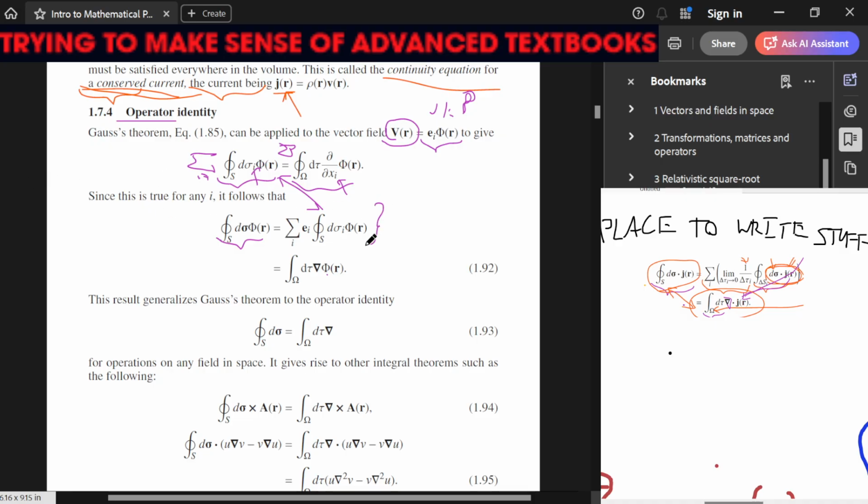Since this is true for any i. Oh, this is closed and this is not closed? Is that the difference? What is a closed volume and what is not a closed volume? Aren't volumes closed by definition? What is an open volume?